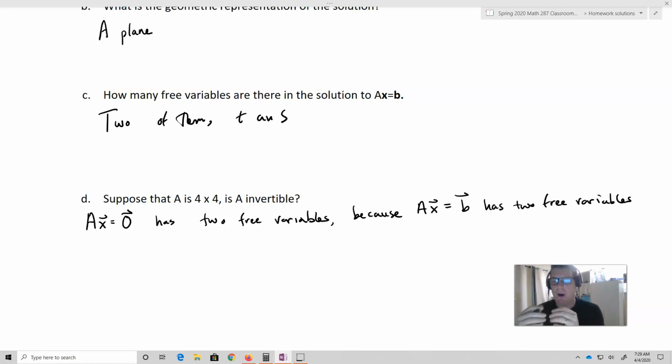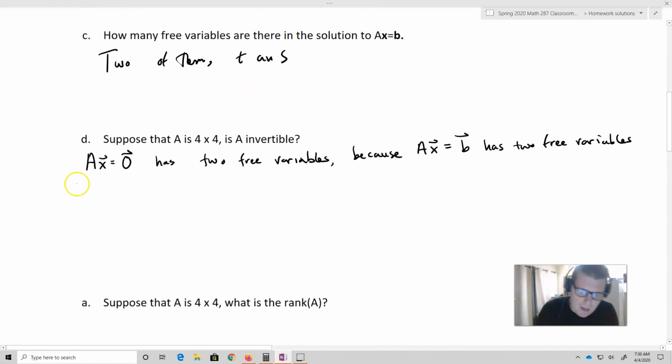On the other hand, if Ax = 0 has no free variables, that it has a unique solution, then if there is a solution for Ax = b, we'll end up with a unique solution for that Ax = b. So the number of free variables is consistent and it's dependent only upon A. So we've got Ax = 0 has two free variables, and we know that A is 4 by 4.